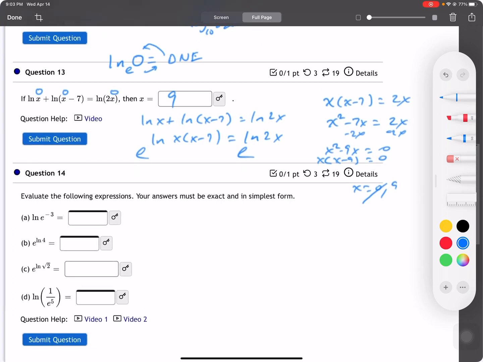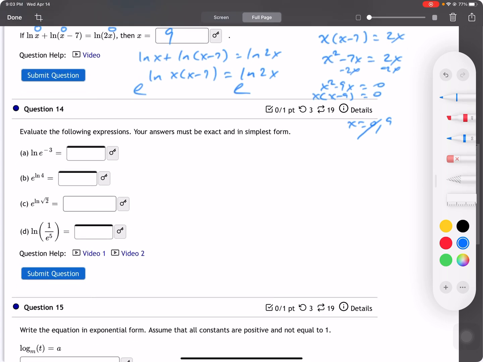Evaluate the following expression. Your answer must be exact and in the simplest form. Now this is just to practice, to say, hey, the logs and exponents can cancel each other out. If you remember, natural log is log base e, so these cancel out, leaving you just negative 3. E and natural log cancel out, leaving you just 4. E and natural log leave you a square root of 2.